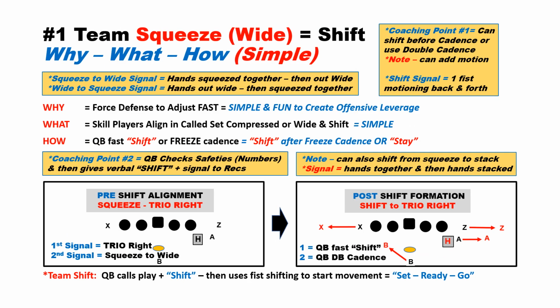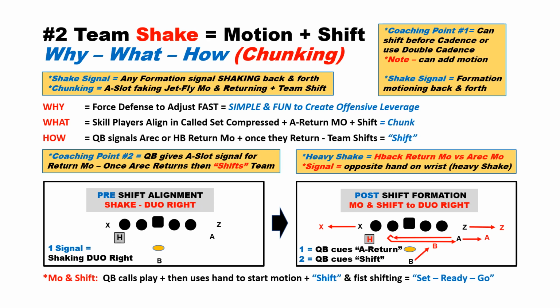Last then are the team shifts. Again, very easy one, but impactful, is just going from a compressed, what we call squeeze, out to your wide alignment, or vice versa. Once you get that in, you can do what we call a team shake. You simply take your formation signal and shake it side to side, and now we're adding motion first using return motion with the A slot receiver or the H-back, and then shifting from that compressed to a wide or vice versa. Chunking of movements together.